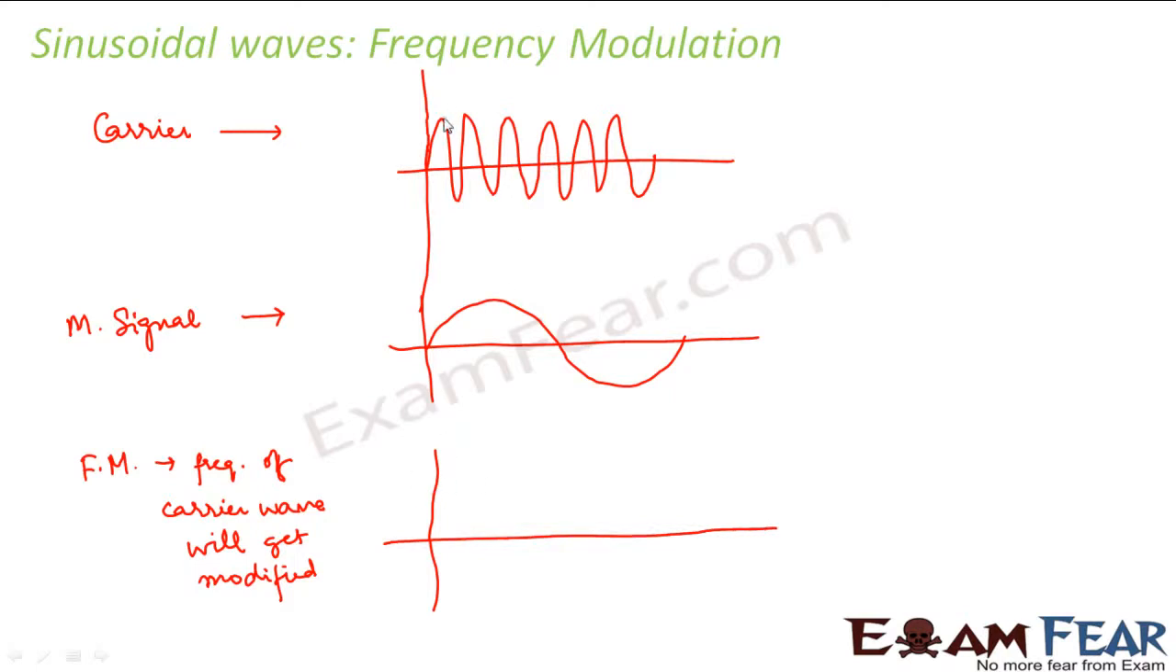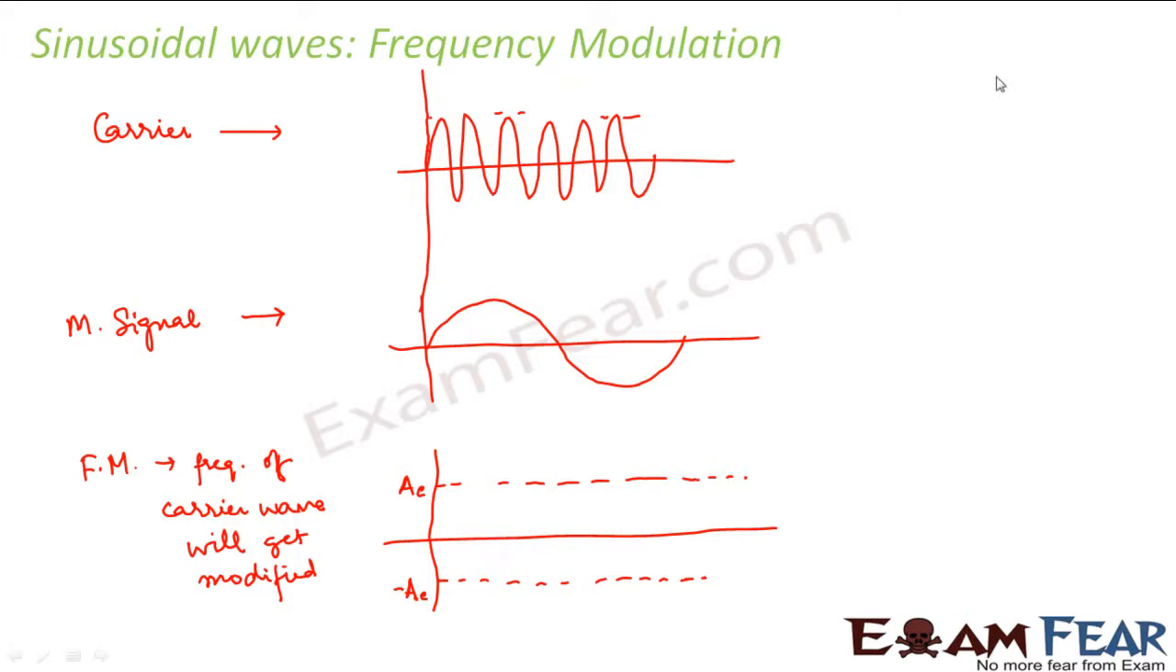So now the amplitude is going to remain the same. So this is the amplitude, right? So here, let us suppose I draw the amplitude. Now the amplitude will remain the same, but the frequency will vary. So this amplitude will still remain AC. This will remain as minus AC.